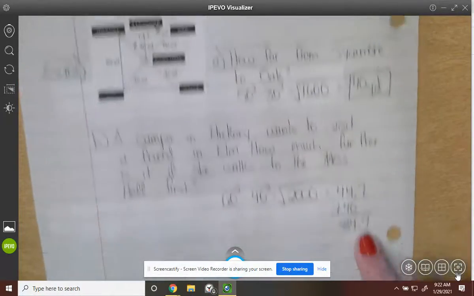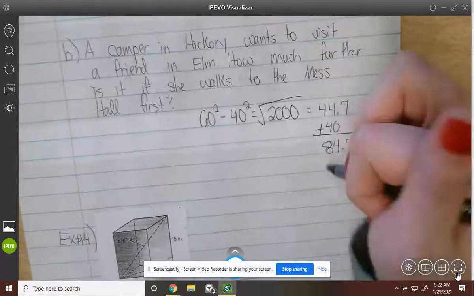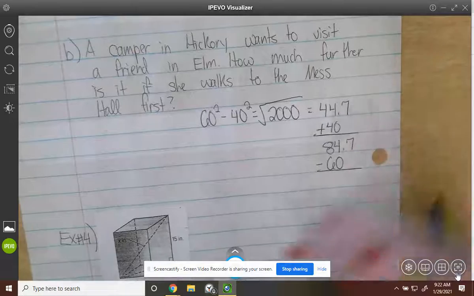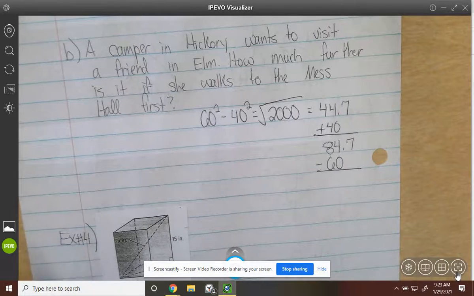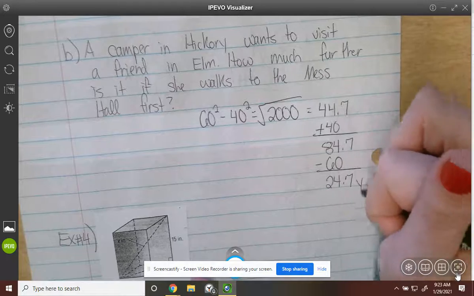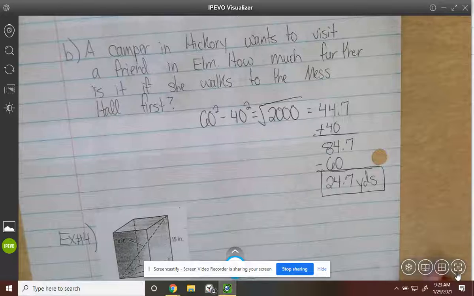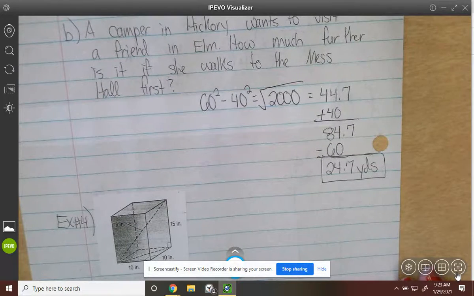How much would she walk if she just went from Hickory to Elm? She would just walk 60 yards. So if I take that and subtract 60 from it, I get 24.7 yards. That's how much further she walked. Was it worth it? Probably so if she got some yummy food.